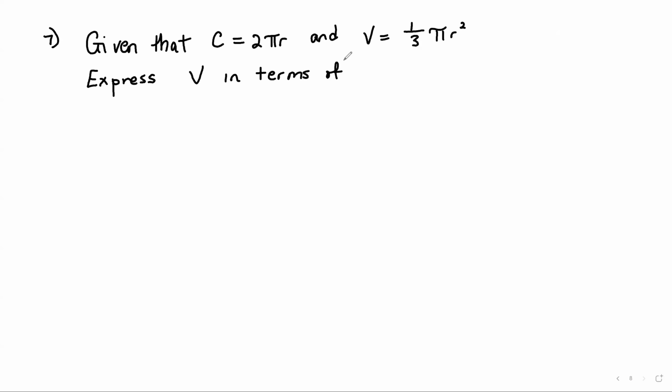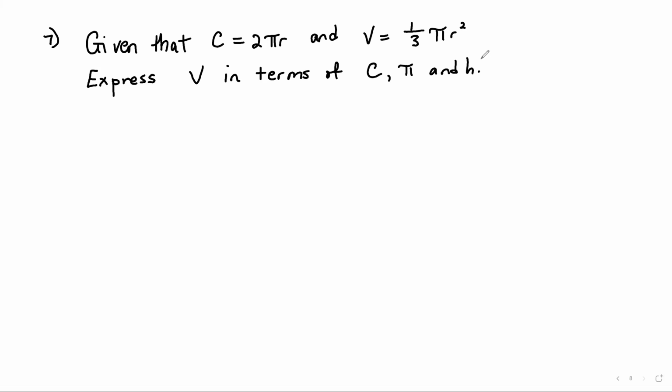Oh wait, no, I'll do this one with you because I didn't give you all any like this as yet. Express V in terms of C, pi and h. This one's a little tricky as well. So if C is equal to 2 pi r and V is equal to 1/3 times pi r squared, express V in terms of C, pi, and h.